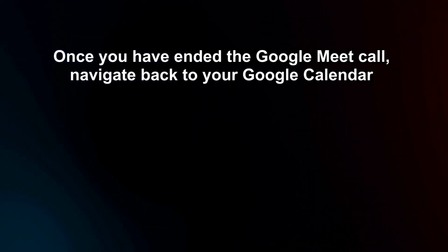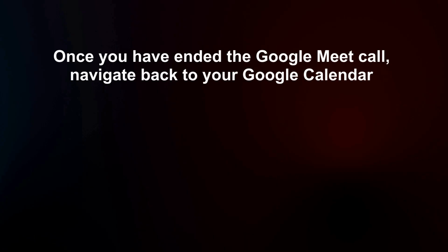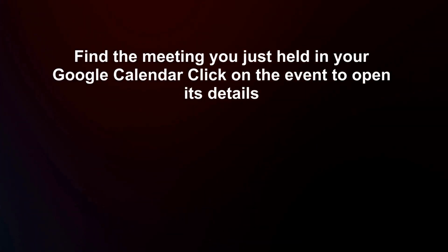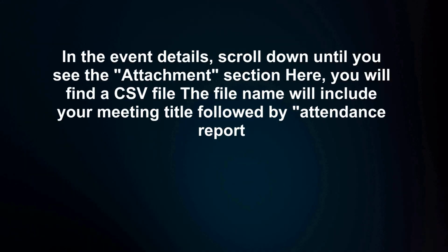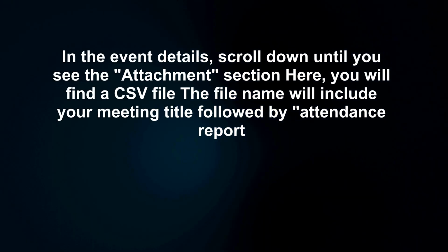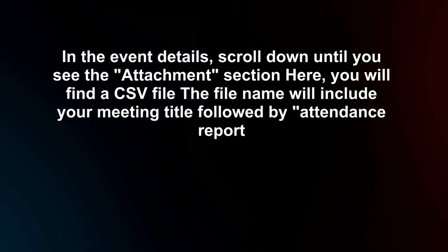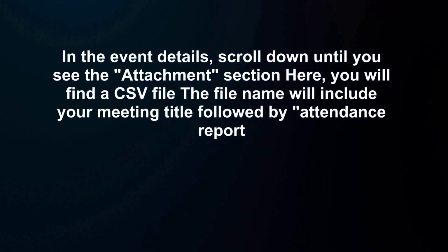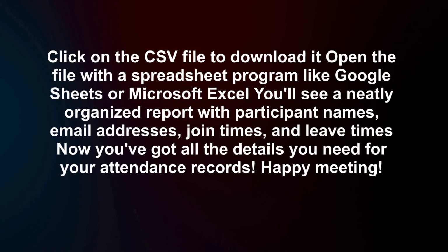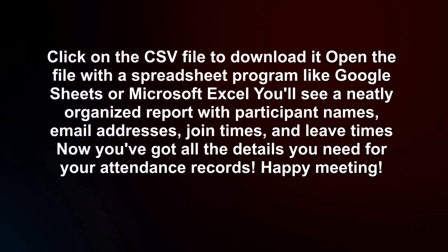Once you have ended the Google Meet call, navigate back to your Google Calendar. Find the meeting you just held in your Google Calendar. Click on the event to open its details. In the event details, scroll down until you see the attachment section. Here, you will find a CSV file. The file name will include your meeting title followed by attendance report. Click on the CSV file to download and open the file.